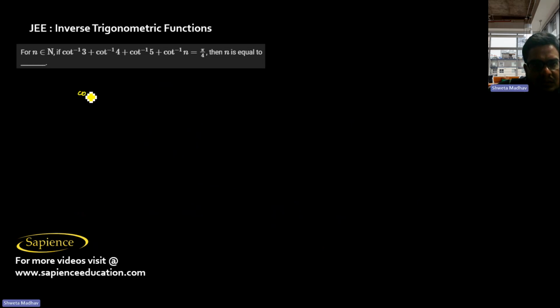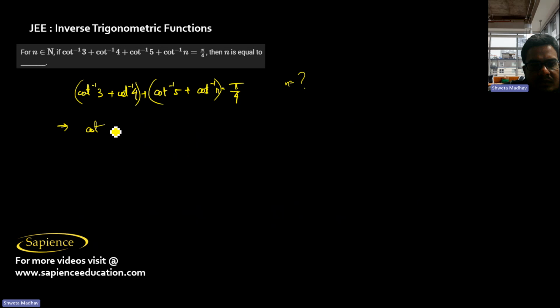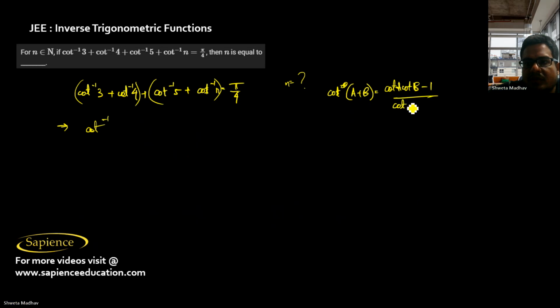Then here it is told cot inverse 3 plus cot inverse 4 plus cot inverse 5 plus cot inverse n is equal to pi by 4. Then n is equal to how much? So then we can say that cot inverse 3 plus cot inverse 4 will be cot inverse of, so we know that cot of a plus b is equal to cot a cot b minus 1 by cot a plus cot b.